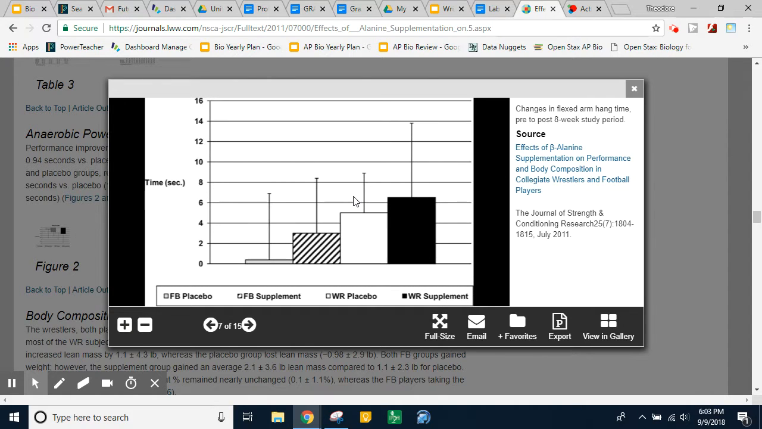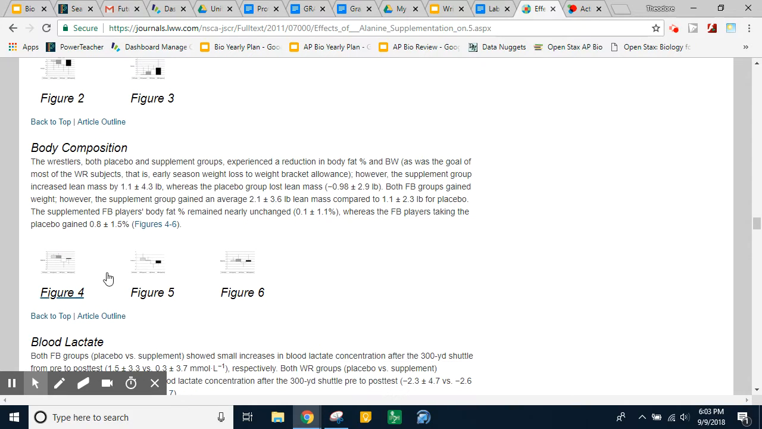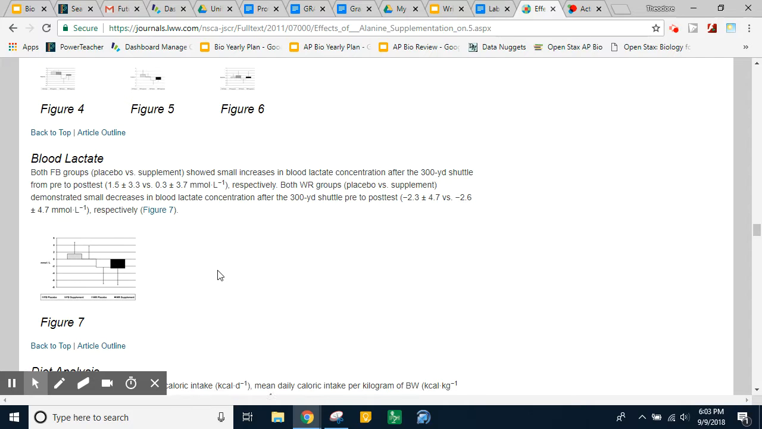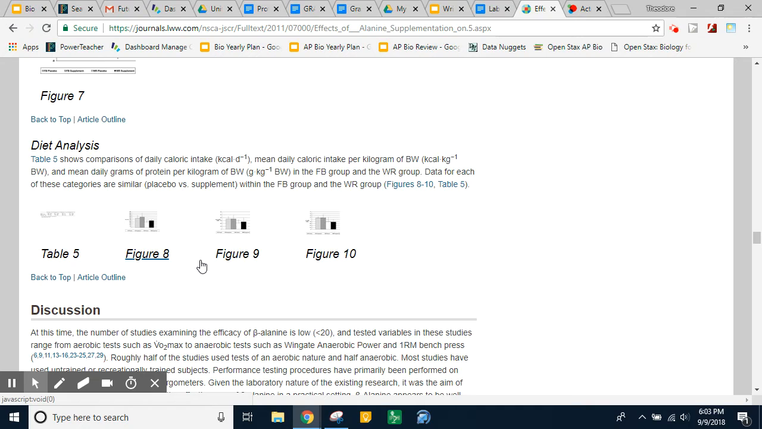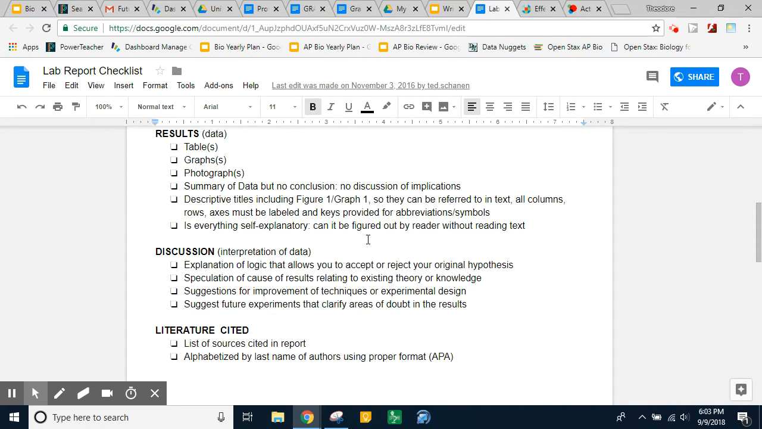And this particular one is flexed arm hang time. So the time is how long they could hang with a flexed arm, pre to post 8-week study. And body composition has all these different graphs measuring their ability before and after the experiment was done.